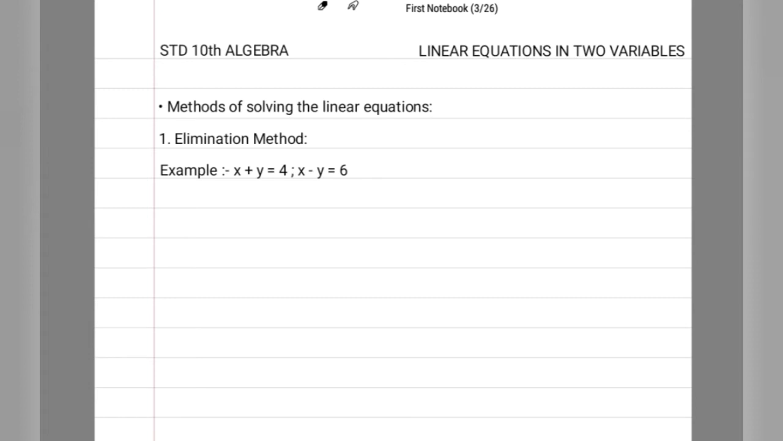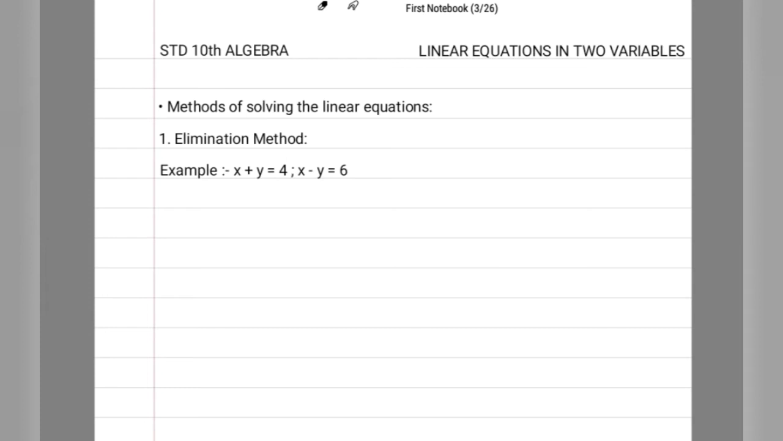The first is the elimination method. This method you have learned in your 9th standard, so it would be easy for you. I will just revise it by solving a sum, and yes, let's start. So the elimination method: in this method you just have to equate the coefficients of one of the variables, so you can eliminate it or just cancel it and find the value of the other variable.